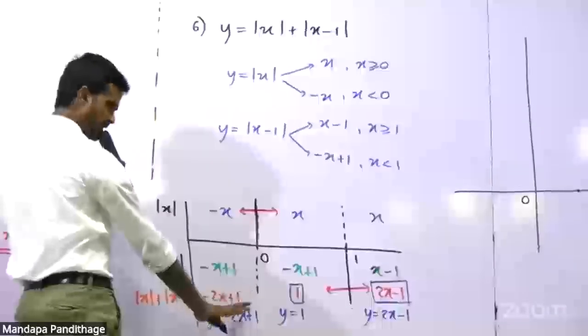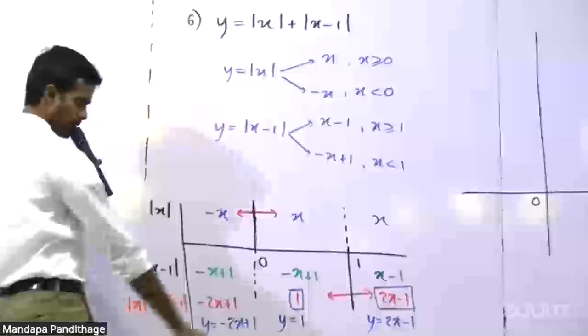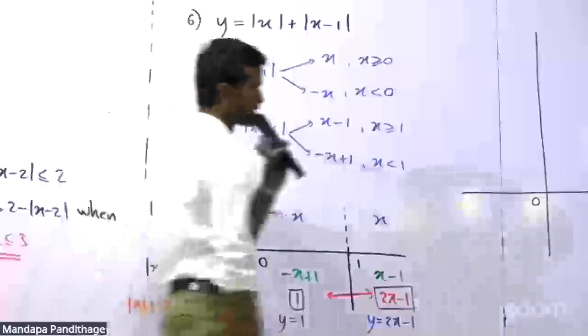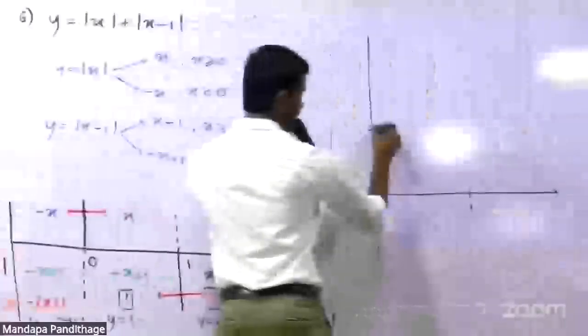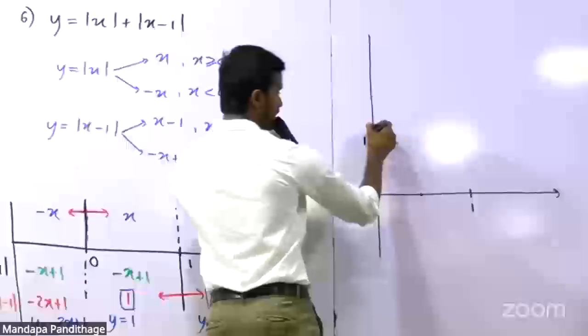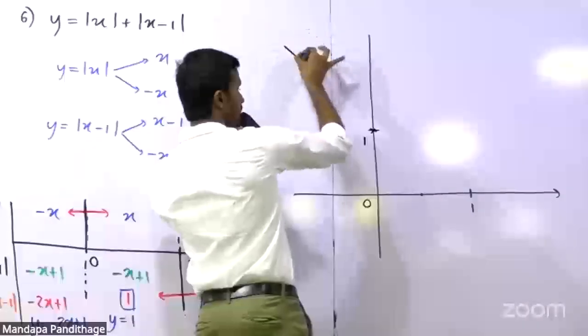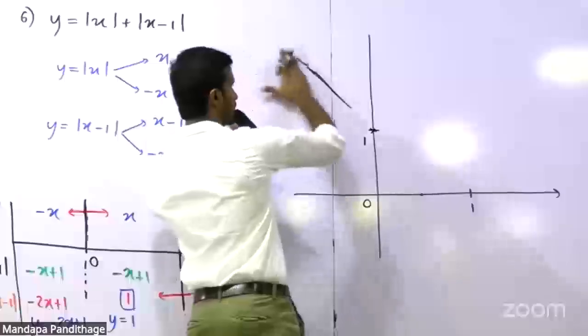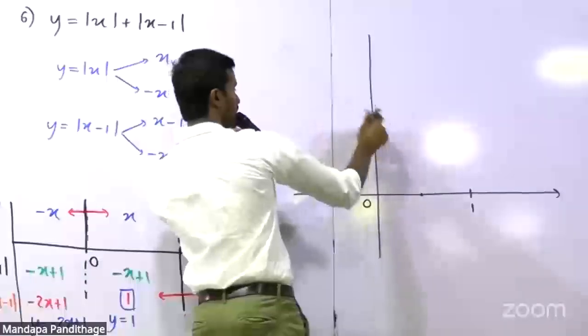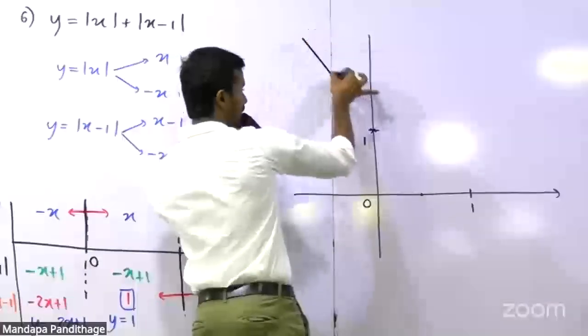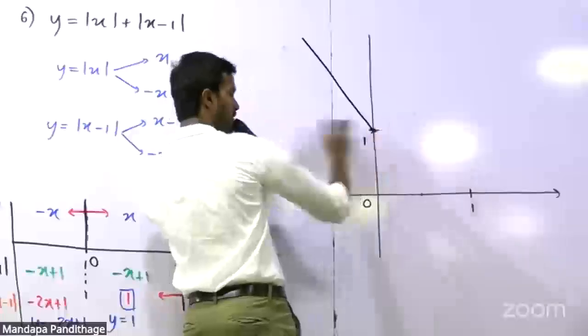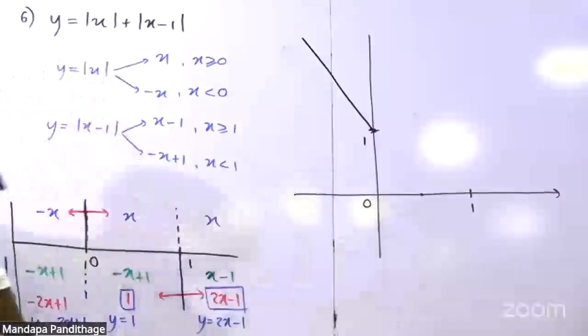That you can do. The intercept is plus 1. And I'm sketching a graph starting from here, which is having a minus 2 gradient, but it is only valid when x is less than 0.